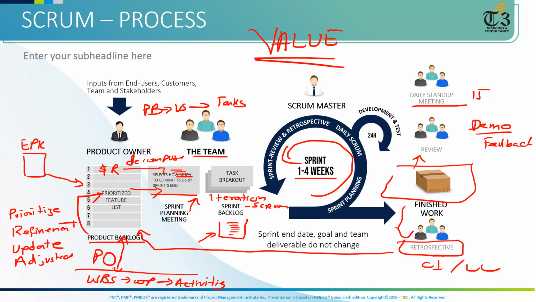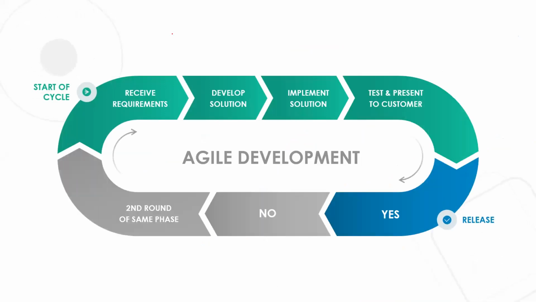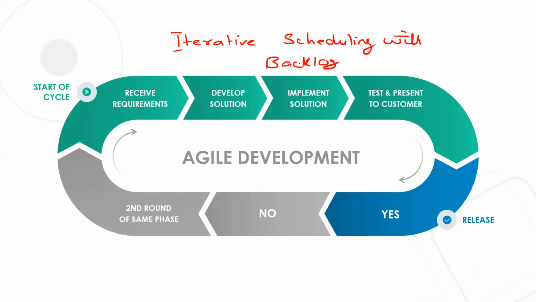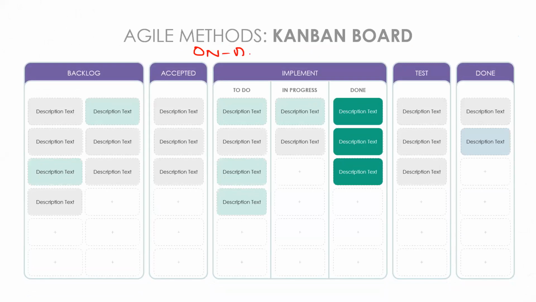When I say Agile has two methodologies, one is iterative scheduling with backlog, where we are working with a backlog. It is in our slides in the schedule chapter, if you want to open it and read it. Or we can have on-demand scheduling with the help of Kanban boards. These are two methods which we can use. There are multiples, but these are the two in our book and reference materials. So we can use the Kanban way or we can use the iterative backlog.